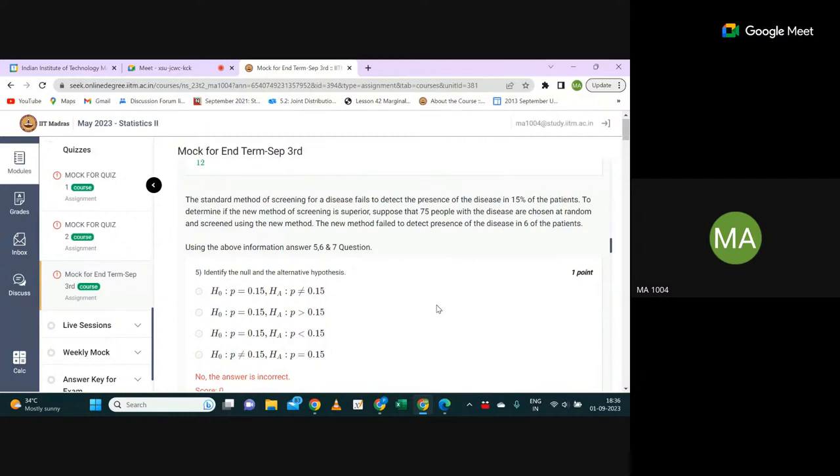Are you getting? Suppose you had given that hypothesis, and I took a sample of 75 people with the disease, chosen at random and screened by using the new method, I mean your method. Now I have given one critical value which says the new method will fail to detect the presence of disease in 6 of the patients, correct? Now what is the p value? I have to compute the p value. The p value is nothing but the lowest significance level at which I can reject my null hypothesis. Are you getting my question?